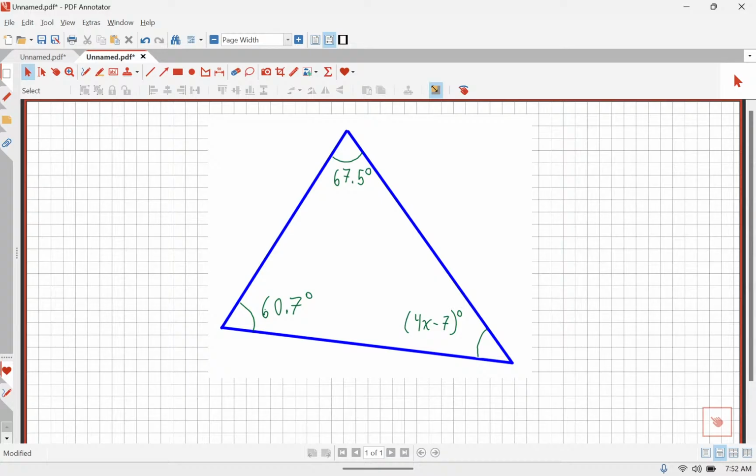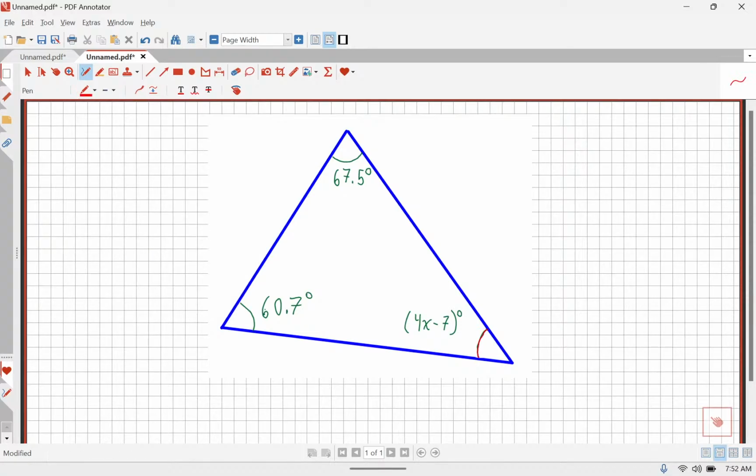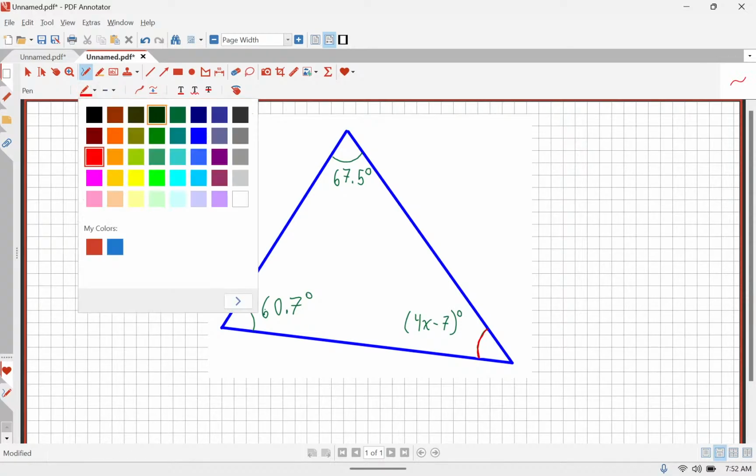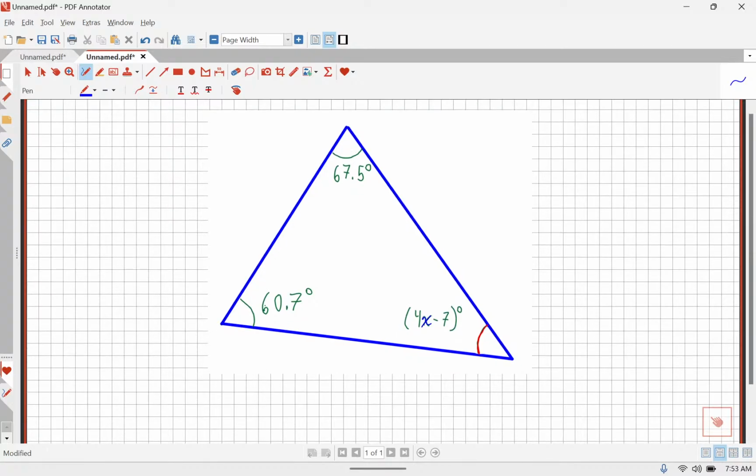Penelope, what do you think makes more sense? Do you want to find out the measure of this angle first, or do you want to find the value of x first? Which one makes more sense to you? If you're going to do that, you would do it the way that Izzy did it yesterday. If we add up all three of these angles, Penelope, what do we get?